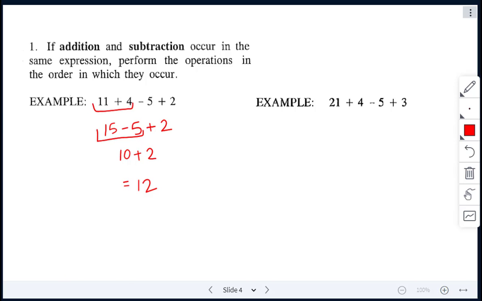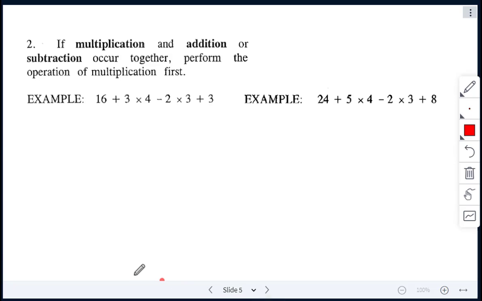Okay, looking at our next example. Again, we can see it's just addition and subtraction, so we do have to work from left to right. So 21 plus 4 first, which gives me 25. And then minus 5 plus 3. Next I'm going to show that I'm working with 25 minus 5, which gives me 20, plus 3, which gives me my answer of 23. Good.